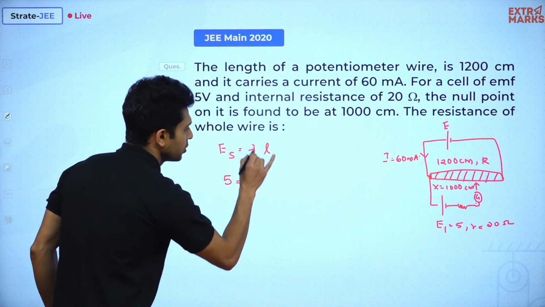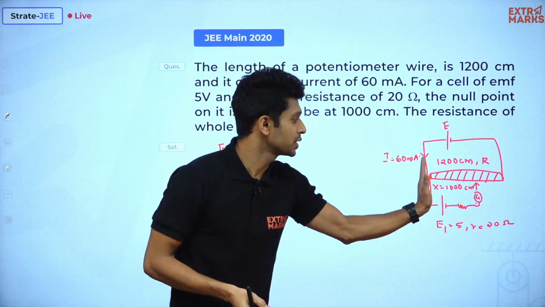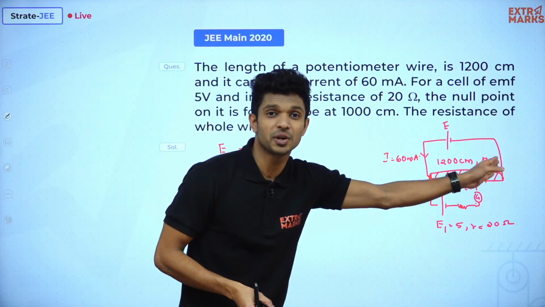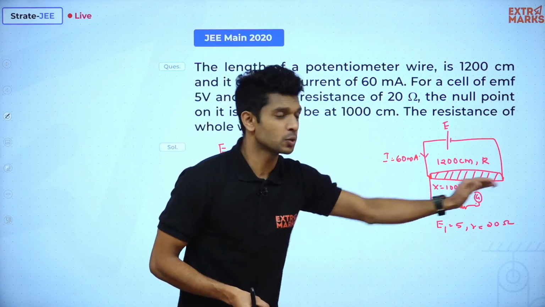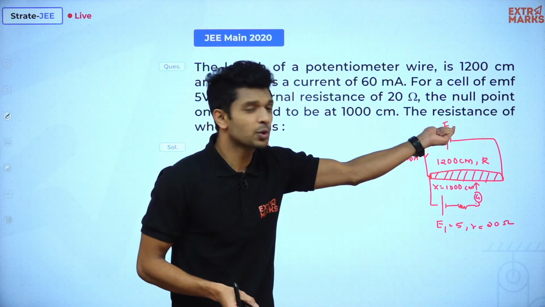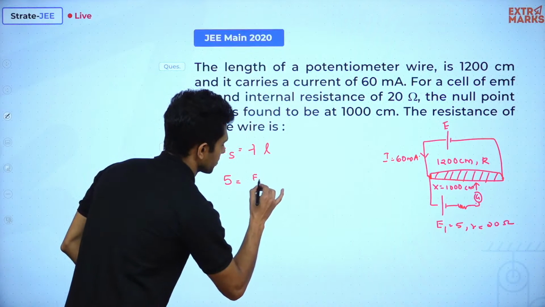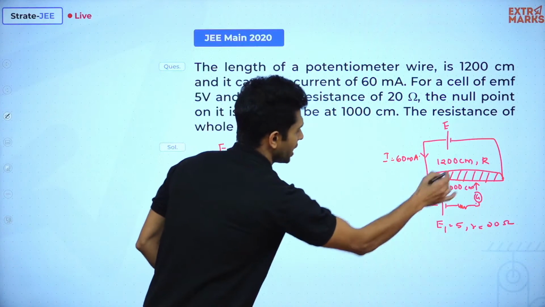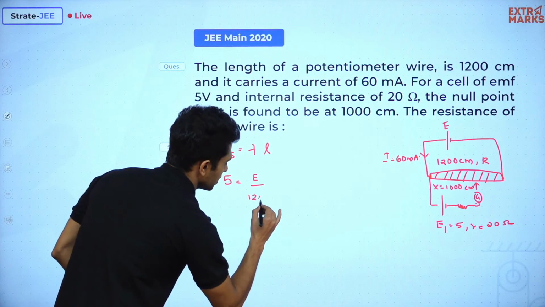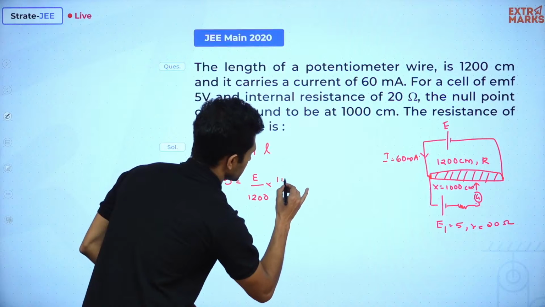Now tell me, what is lambda? Lambda is the potential per unit length: the total potential dropped across this particular wire divided by the total length. What can be the total potential dropped across this wire? The total EMF in the primary circuit, right? So let me put it as E itself, divided by the total length of the wire, that is 1200, multiplied by the null point length, that is 1000.